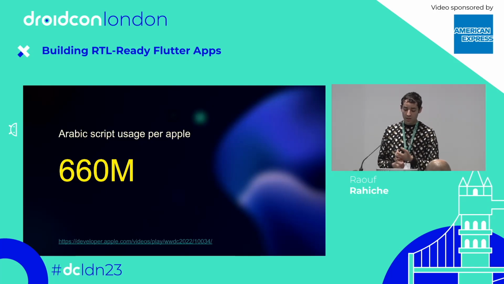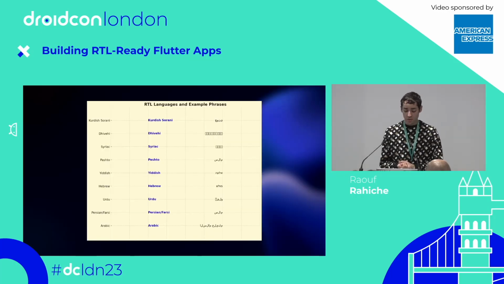This is where I've got that information from. It's from 2022. It might be bigger now, but 600 million people use their devices just in Arabic, not other right-to-left languages. So this is an example of some right-to-left languages. We have Arabic, we have Persian, Farsi, we have Urdu, Hebrew, and some other languages I didn't know existed before I tried to do this talk.